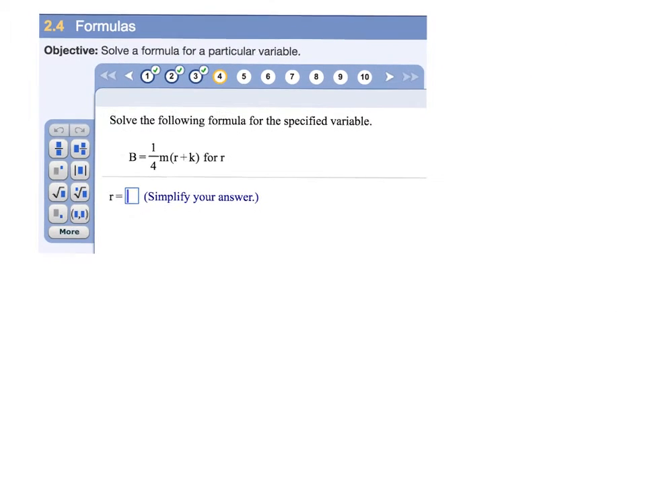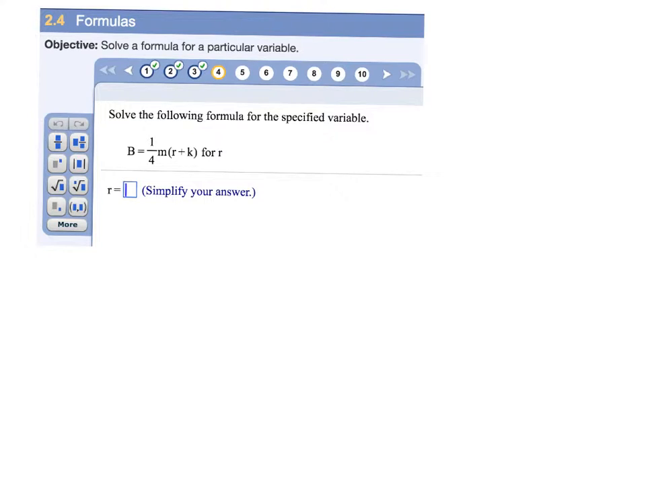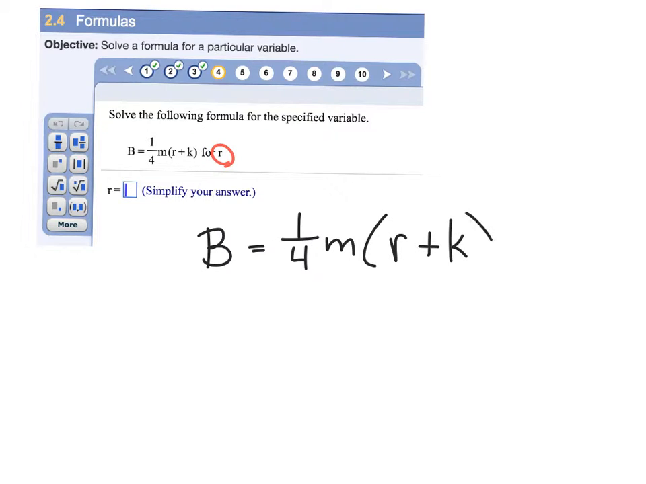All right, so now they want us to solve for a specific variable, and in this case they're telling us, I want you to solve for R. So we've got B is equal to 1/4 m times (R plus K). All right, so we want to get that R all by itself, okay? But we have some multiplication going on. So we've got this piece times this piece. So I want to get rid of the 1/4 m.